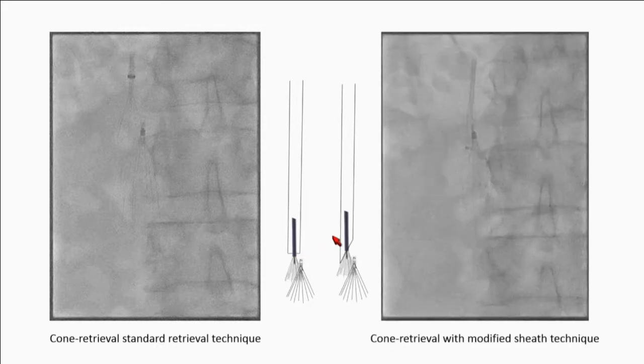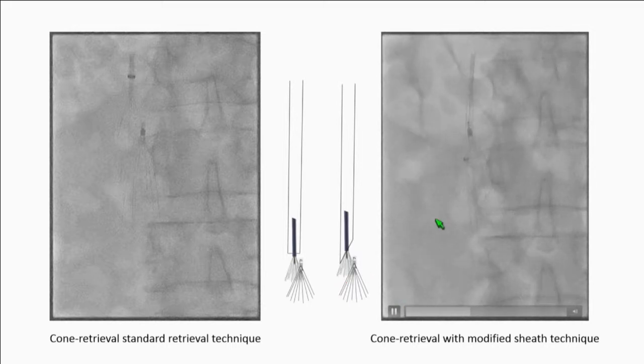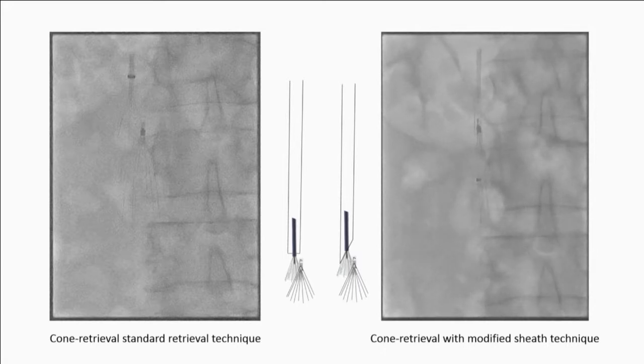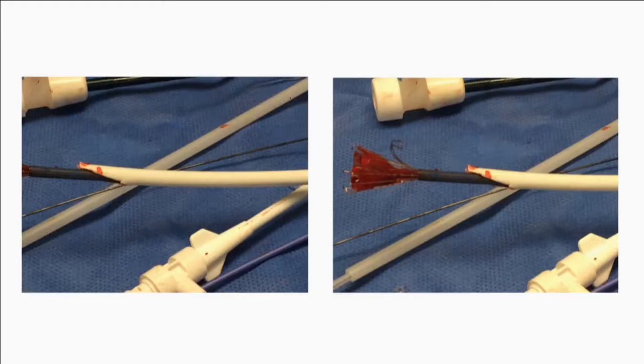So what we did is that we cut this sheath, which is an 11 French unbraided sheath, diagonally to increase the perimeter of the sheath and the surface area. So the cone was able to hook to the side of the filter, and we were able to retrieve the entirety of the filter using this technique. And this is just a gross specimen. You can see that this is the sheath, and it's cut diagonally. There is more perimeter, and the surface area is larger, so we were able to capture the whole filter.